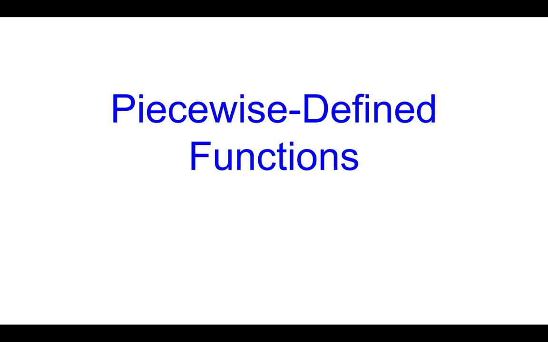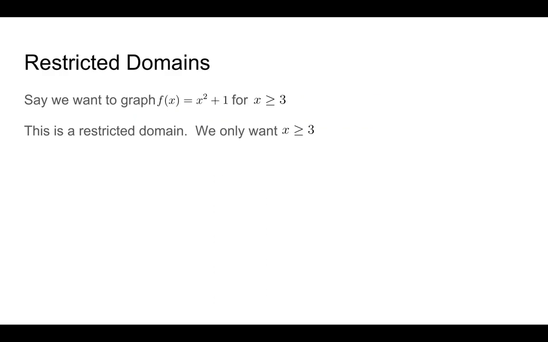Okay, here we are talking about piecewise defined functions. Let's say we wanted to graph f of x is x squared plus 1, but we only want to use x is greater than or equal to 3. We don't want the whole graph, we just want 1/2 of it. We call that a restricted domain.